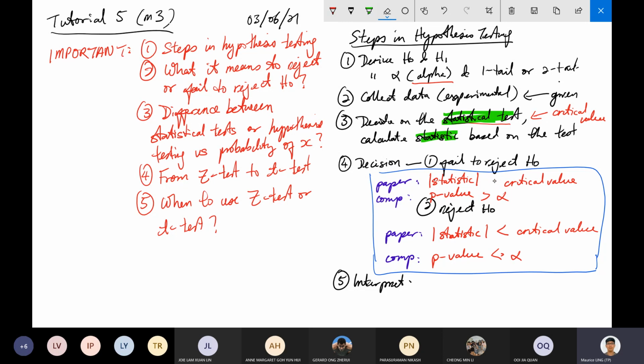Then I will quickly sort this out. Okay, for fail to reject, the statistic will be smaller and the p-value will be larger. Swap it the other way around. This is actually very important. Make sure you do not accept or reject the null hypothesis wrongly. Once you fail to reject the null hypothesis, the conclusion is you accept the null hypothesis. If you reject the null hypothesis, the conclusion is you accept the alternate hypothesis.